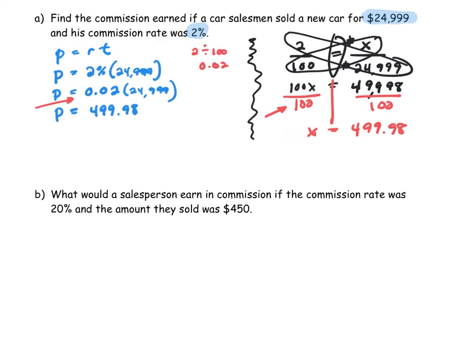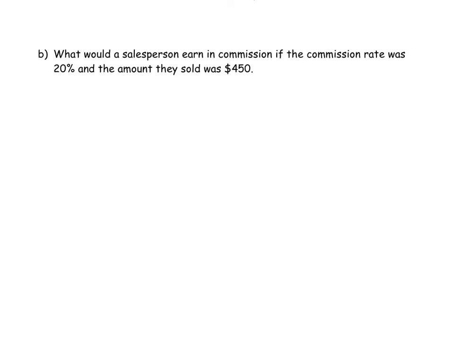Now let's go on to the second problem. It says, what would a salesperson earn in commission if the commission rate was 20% and the amount they sold was $450? So we'll start again with the equation. So what do you think should be filled in? If you said the P is the part we're trying to find, you're correct. 20% is the percentage rate, and 450 is the total that they sold.